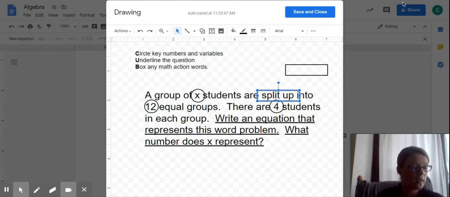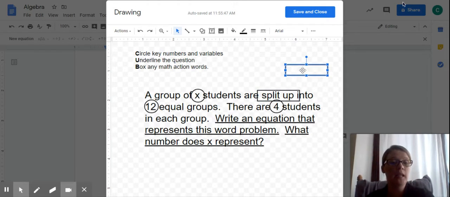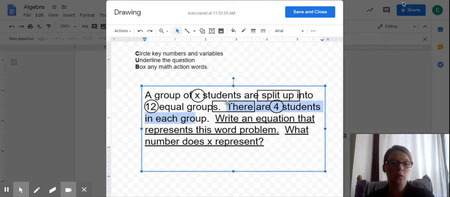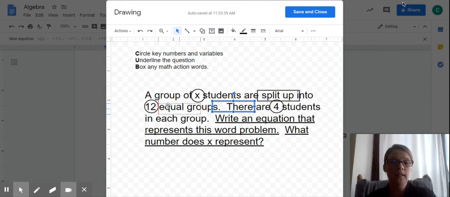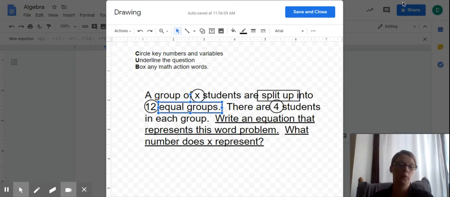And we're going to also underline or box in equal groups, because we want to know, sorry, my mouse is getting away from me here. We need to know that these are equal groups. We need to know that there is the same number of students in each group. Okay, so we know there's 4 in every group. There's not 3 in this group and 5 in this group. There's 4 in each group, so they're equal.